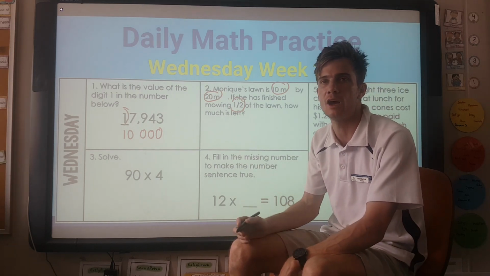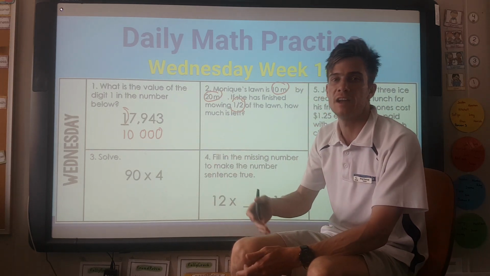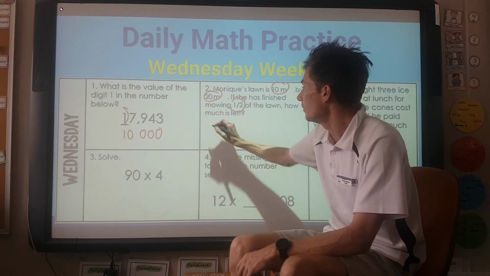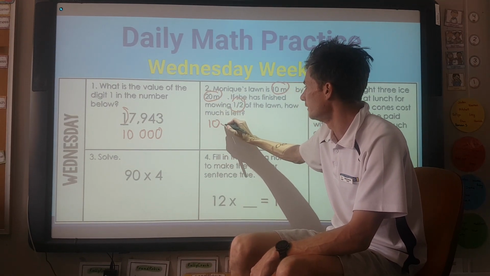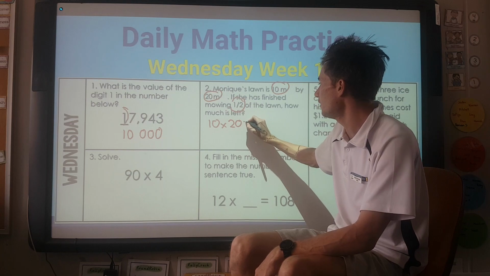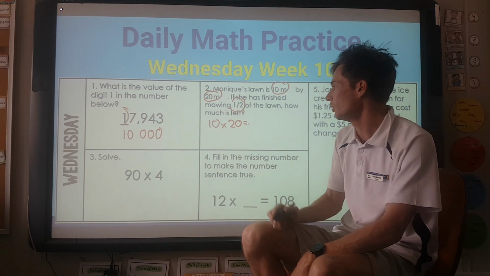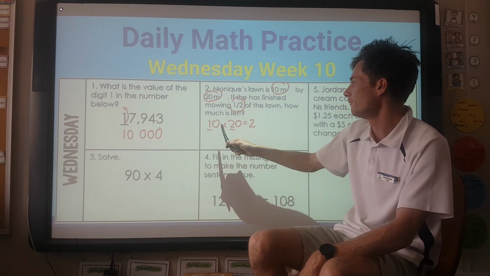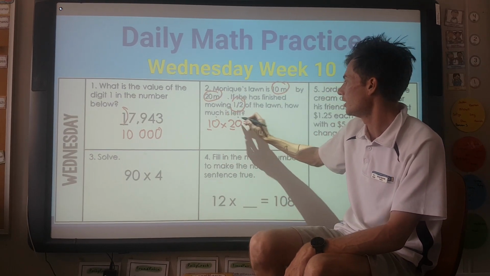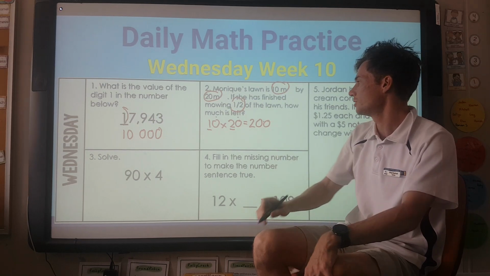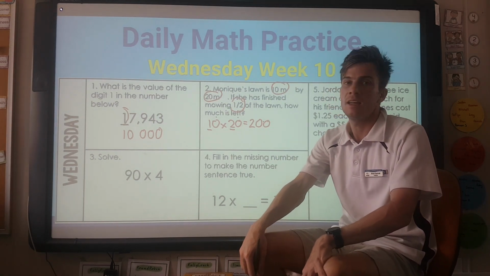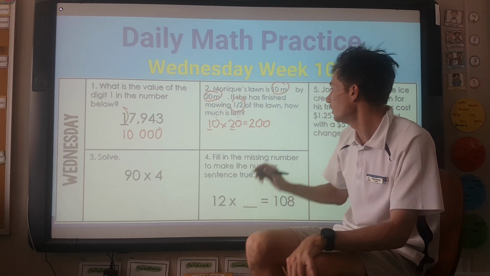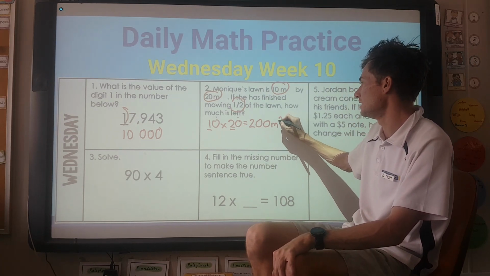So to find the area of her lawn, to find the area of any rectangle, all we're doing is its length by its width. So to find the area of her lawn, we're just doing 10 times 20. So I know that 1 times 2 is 2. So therefore 10 times 20, I just need to add my zeros back and I'm going to get 200. Her area of her lawn is 200 metres squared.